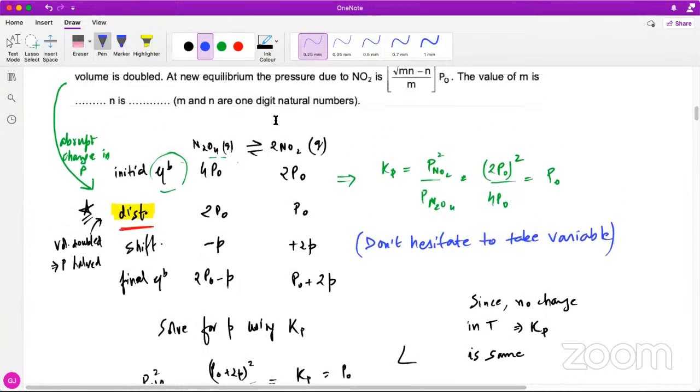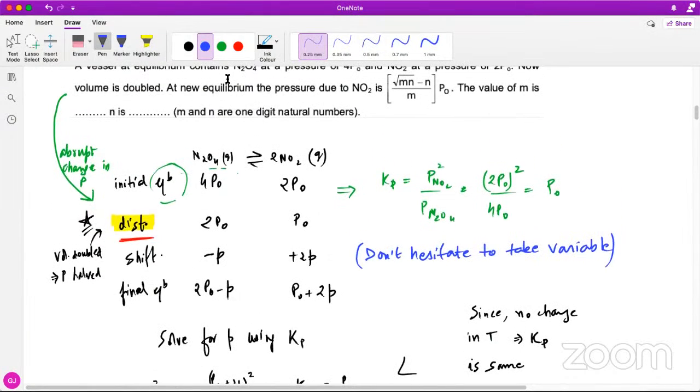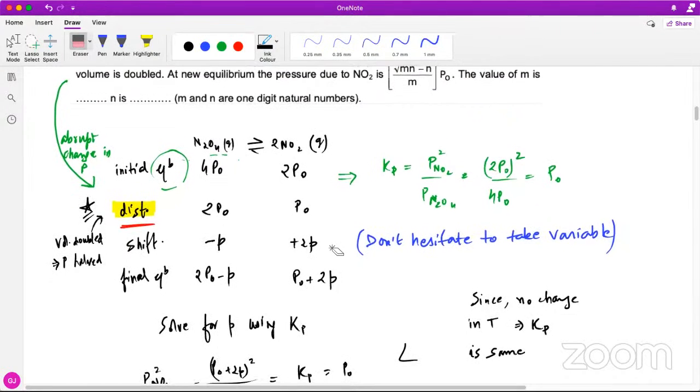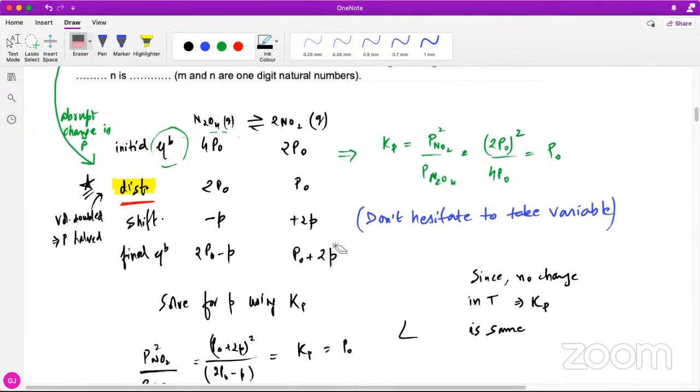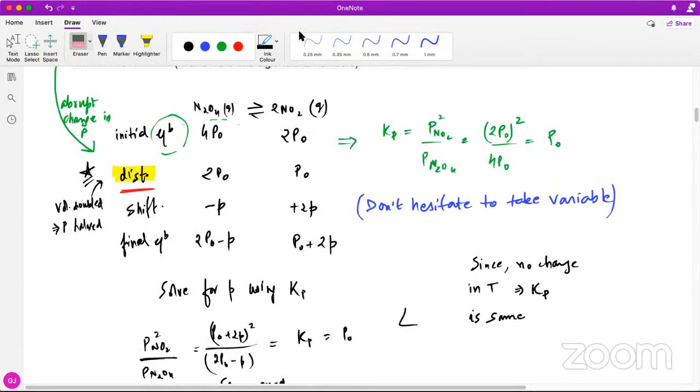ठीक है, notice करना, small p is not the answer. The answer that is asked is equilibrium पर pressure due to NO2. ठीक है, so this is actually the answer, p0 plus 2p. Right, based on this, अब I'm giving you the task of at least doing the calculations by yourself in a proper manner and get me the answer.